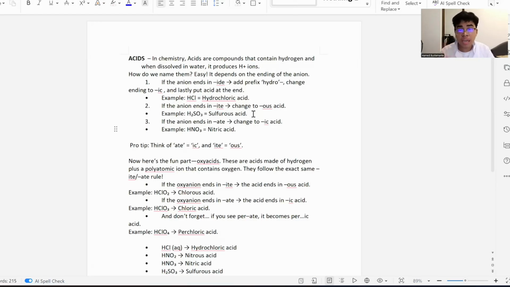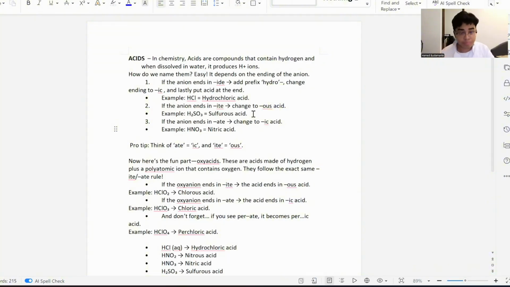Easy. It depends on the ending of the anion and also the atomic number. First, if the anion ends in IDE, add the prefix hydro and change the suffix to IC. And lastly, put acid at the end. For example, HCl or hydrochloric acid. Next, if the anion ends in ITE, change the suffix to OUS acid. Example, H2SO3 or sulfurous acid. Next, if the anion ends in ATE, change the suffix to IC acid. For example, HNO3 or nitric acid.